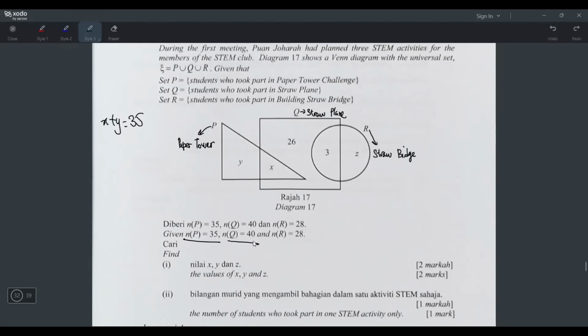Okay. Next one, n(Q) is 40. So Q is here, right? So X plus 26 plus 3 is 40.